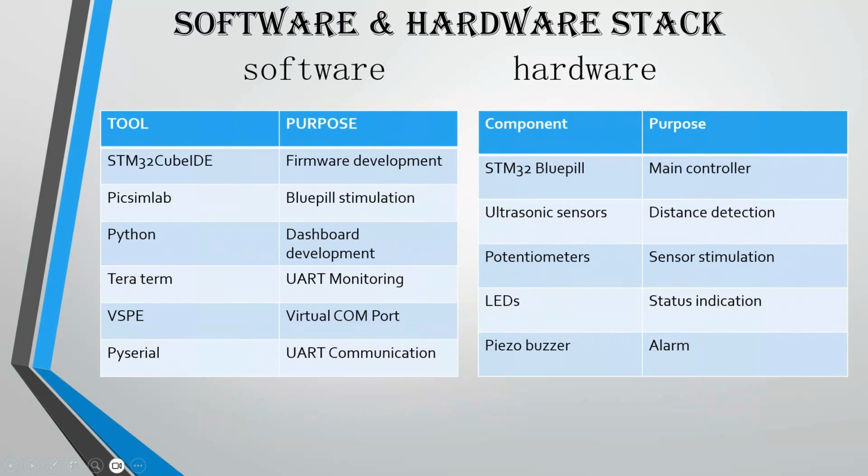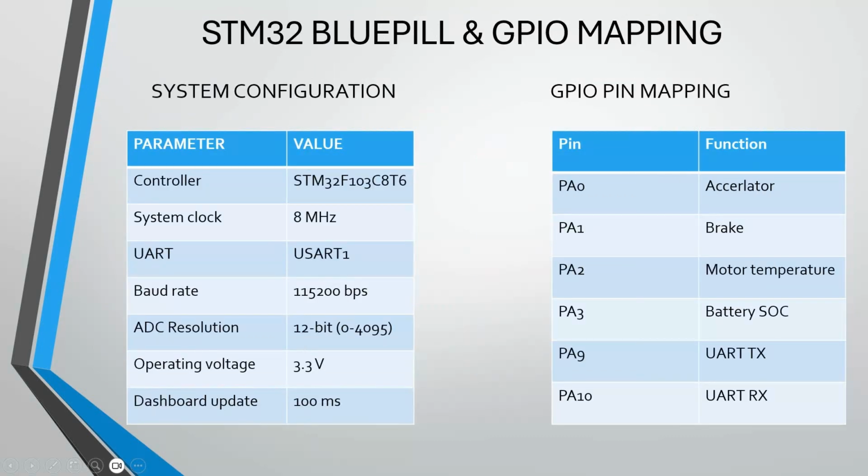These are the software and hardware tools we used during the internship. Software: STM32CubeIDE, Pixim Lab, Python, Tera Term, VSP, and PySerial. Hardware: one STM32 Bluepill, an ultrasonic sensor, potentiometers, which are nothing but voltmeters, and LEDs and buzzers for alarms. And the STM32 Bluepill GPIO mapping.